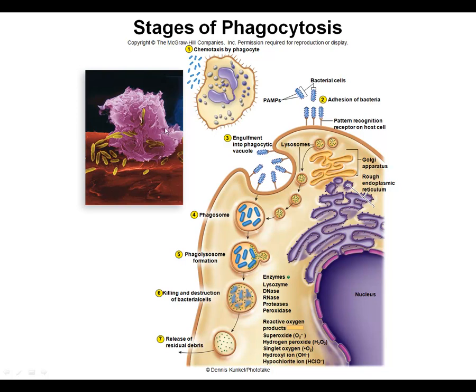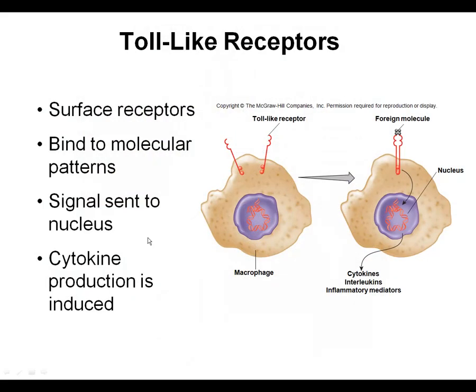I think this is an awesome picture here. This is some sort of macrophage or phagocytic cell. Here you have all your bacilli that are being consumed by this phagocytic cell. I said something about surface receptors. You've got those processes where you have your bacterial cells binding to pattern recognition receptors on the host cell, and I said something about these toll-like receptors.